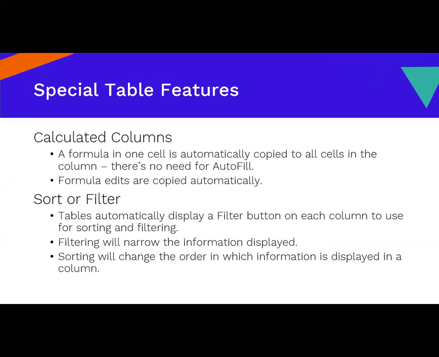Sort or filter. Tables automatically display a filter button on each column to use for sorting or filtering. Filtering will narrow the information displayed. Sorting will change the order in which information is displayed in a column.